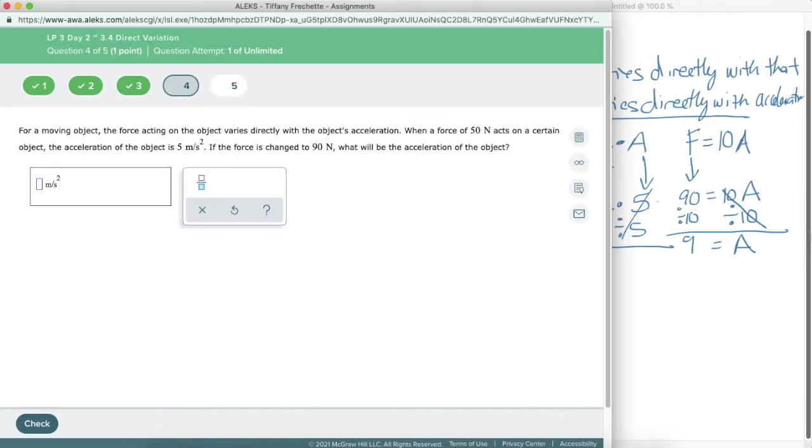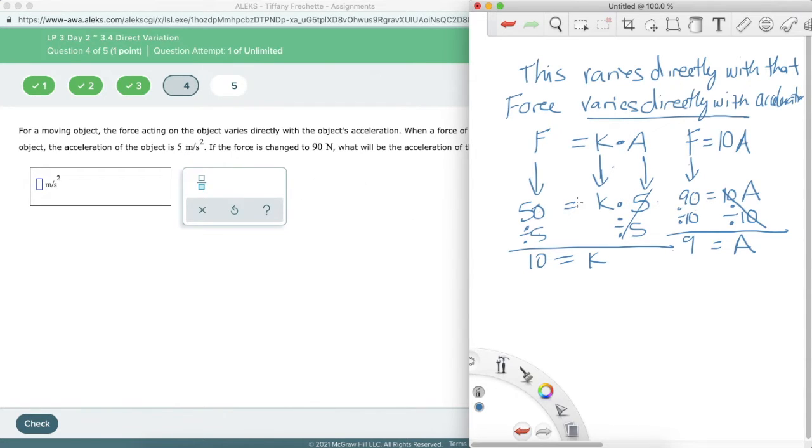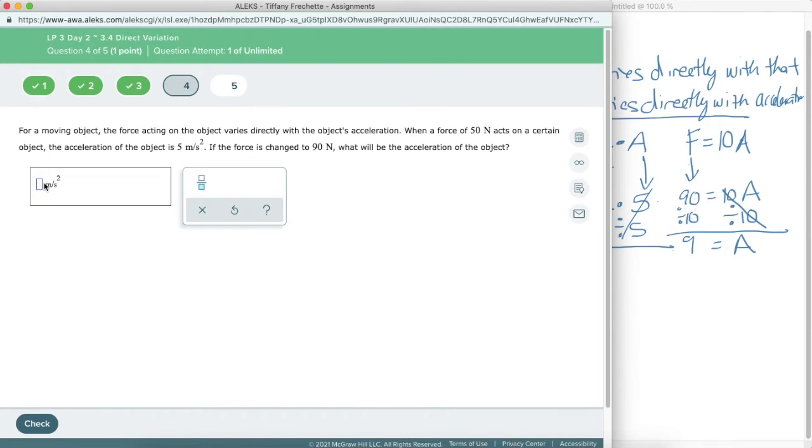So I can see that's changing. I had 50 and 5. I have 90 and 9. So I can actually see that pattern of 10 there pretty quick. All right, so I'm going to go 9. It already has meters per second squared, so I don't have to worry about that part.